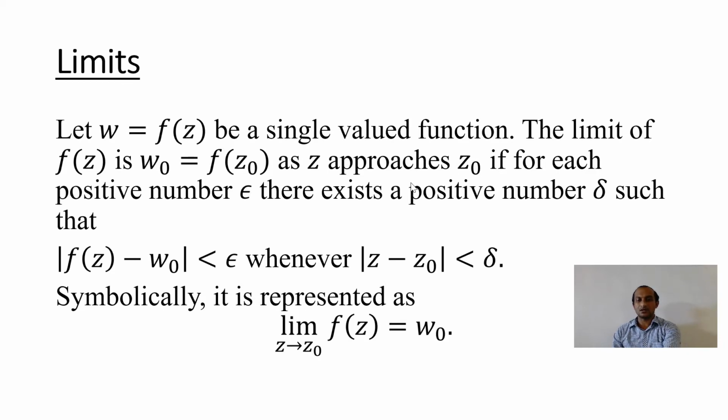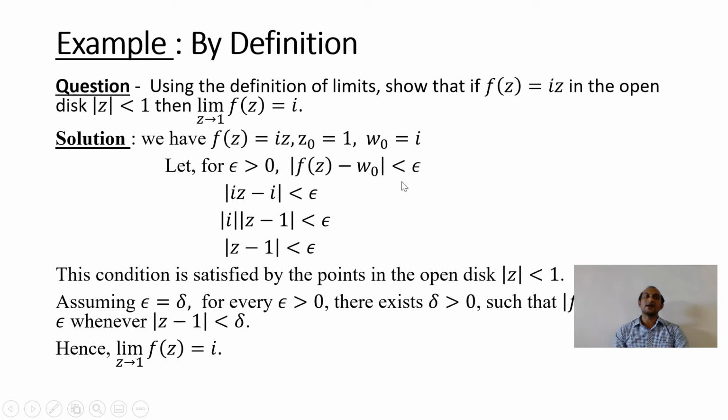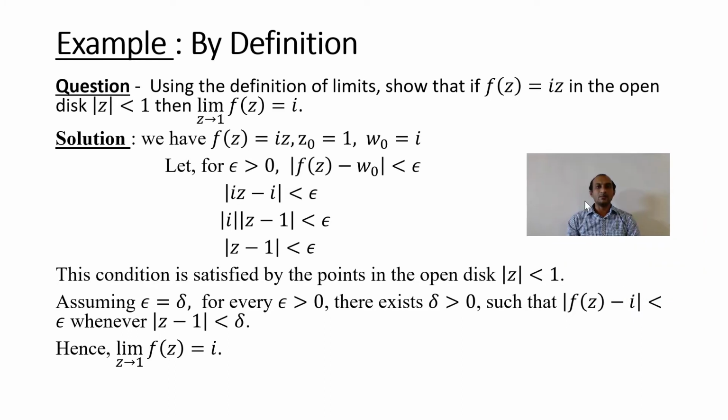Okay, next is an example, and this example is by the definition of the limit. So the question is: using the definition of limits, show that if f of z equal to iz in the open disk mod z less than 1, then limit z tends to 1 of f of z equal to i. So we have f of z equal to iz, where z0 is 1 and w0 is i.